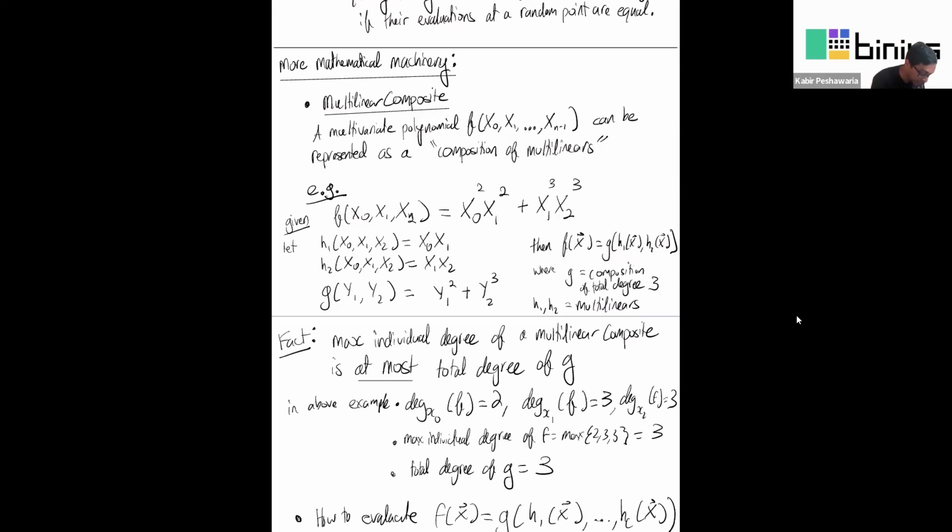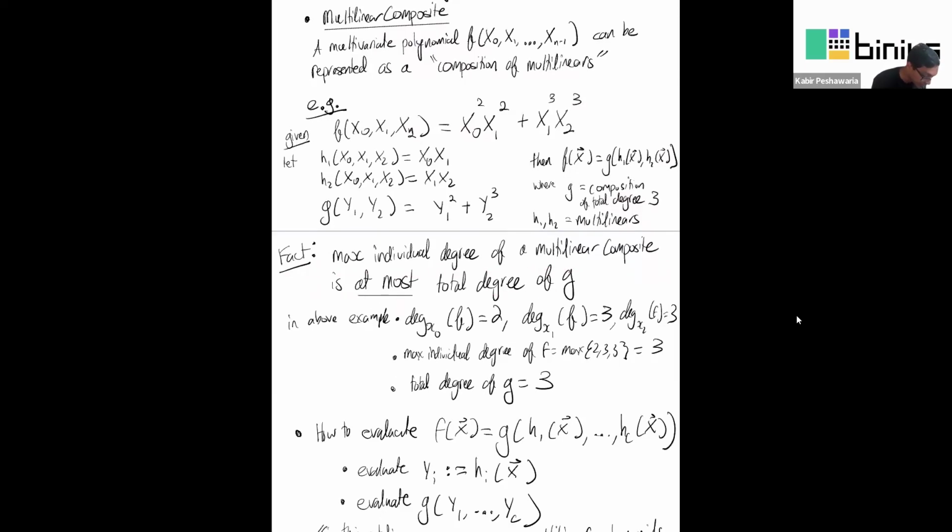So this is usually how we will represent a multivariate polynomial, as a multilinear composite. So in this example, G is a composition polynomial of total degree 3. H1 and H2 are multilinears. Here's a fact that's important. The maximum individual degree of a multilinear composite is at most the total degree of G. So rather than prove this, I'll just show you in this example why that's true.